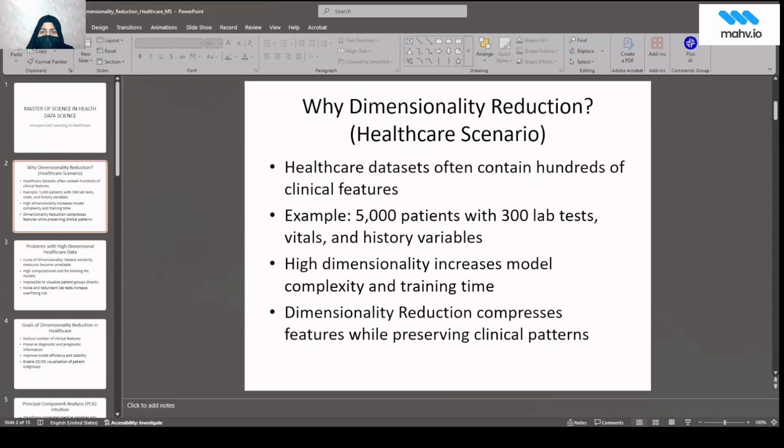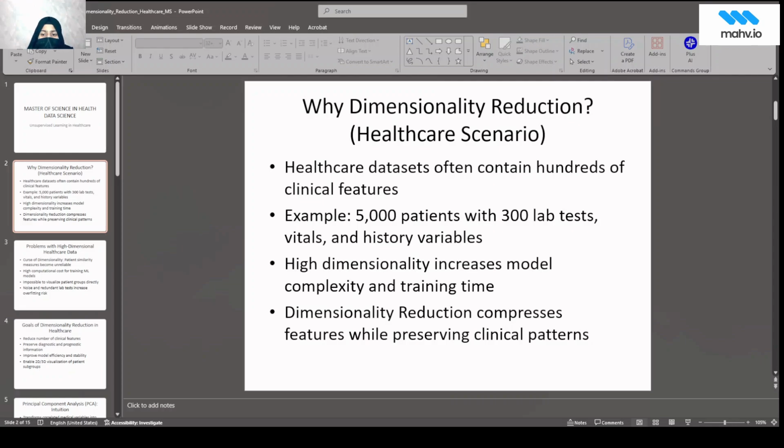And what does it mean? Let me go through a scenario first. Healthcare datasets often contain hundreds of clinical features. For example, 5,000 patients with 300 lab tests, vitals and history variables. So you will see there are a lot of features, a lot of information.